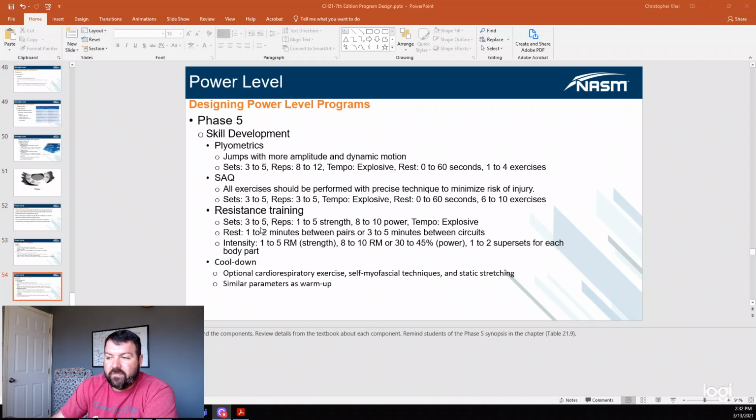3 to 5 sets, 1 to 5 reps for strength, 8 to 10 for power, and this is all explosive motions. Rest is 1 to 2 minutes. Intensity: 1 to 5 rep max for strength, 8 to 10 rep max for power. 1 to 2 supersets for each body part. And then your normal cooldown.